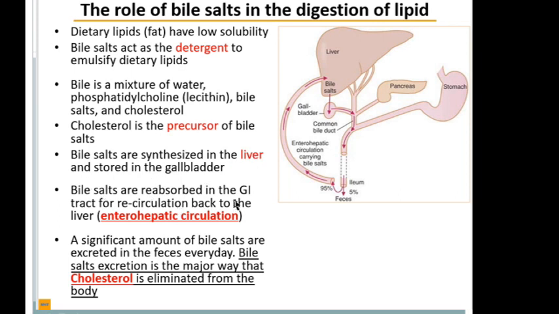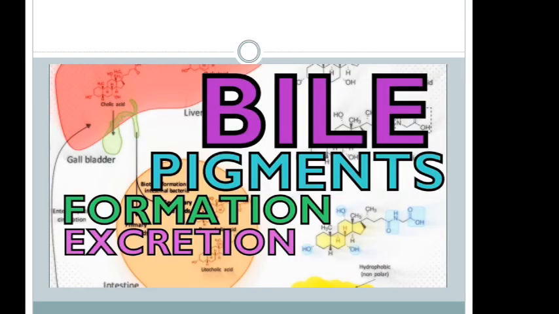Bile salts are reabsorbed in the gastrointestinal tract for recirculation back to the liver, that is called enterohepatic circulation. A significant amount of bile salt is excreted in feces daily, that is 0.3 to 0.5 gram. Bile salt excretion is the major way that cholesterol is eliminated from the body. Now coming to the bile pigments formation and excretion.